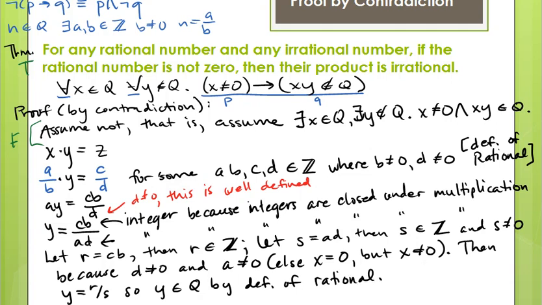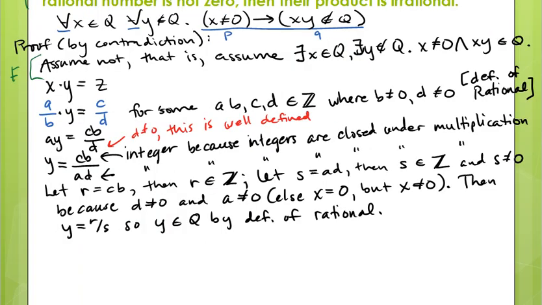Okay, so that's nice to know, but where that's really important is we look up here and see that in our assumption we said Y is irrational. So we can say, but hold on here, Y is irrational. So that is a contradiction.